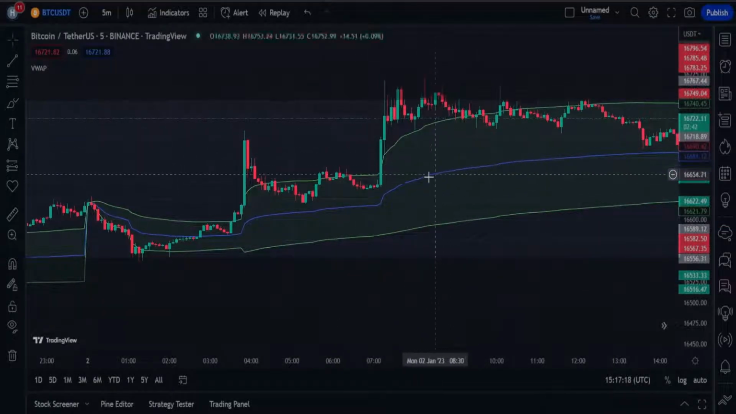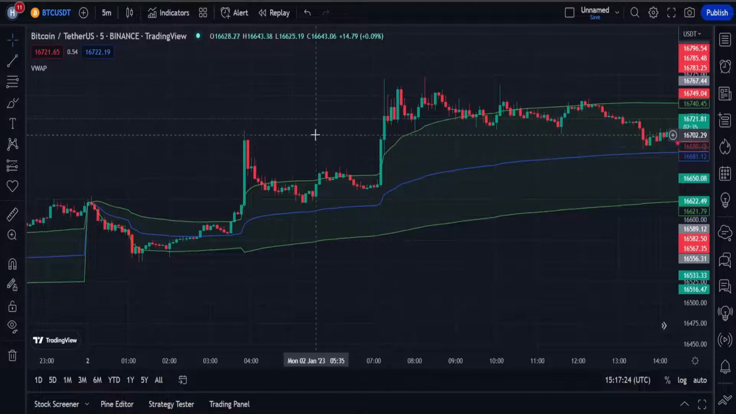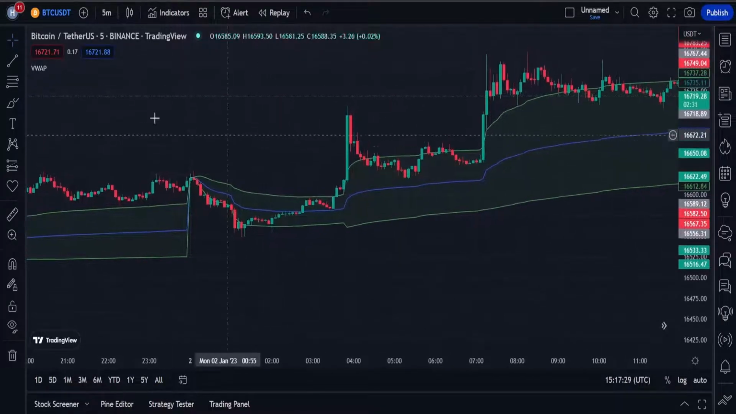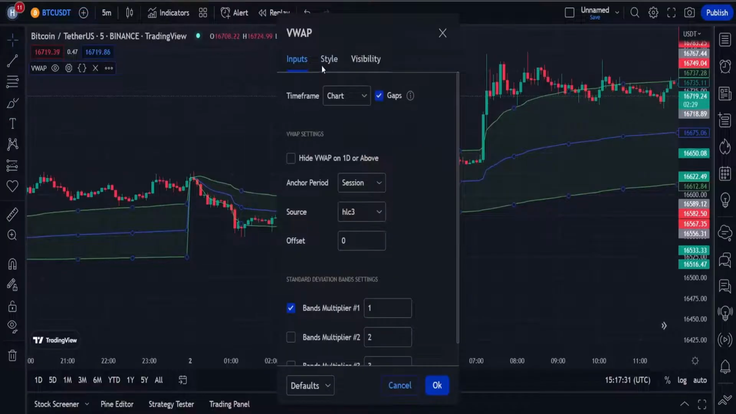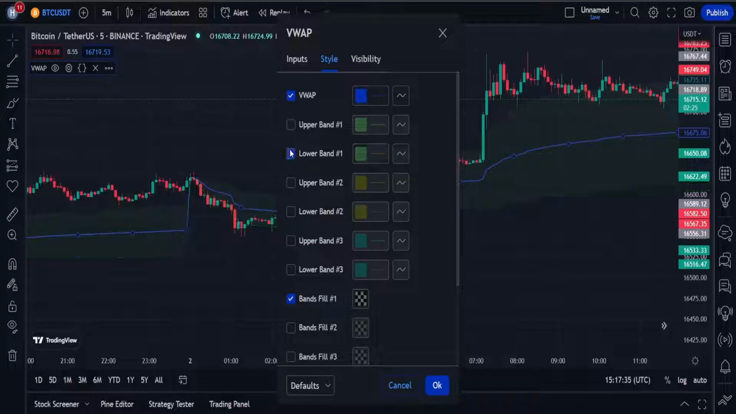This indicator consists of the baseline, which is colored in blue, and upper and lower bands. These bands can be quite useful, but for this strategy, we are only going to need the VWAP. Now let's change some settings for this indicator. So in the style section of the indicator, let's disable the upper and lower bands. All other settings for this indicator will remain the same.